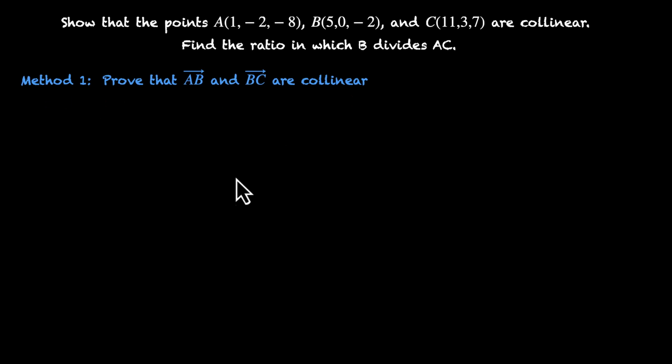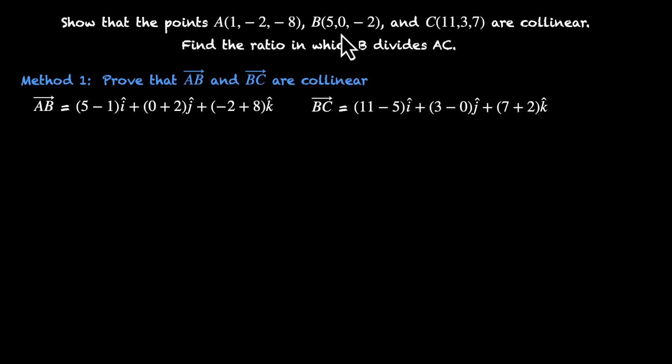So let's find AB and BC. AB vector is 5 minus 1 i cap plus 0 minus minus 2, that's 0 plus 2 j cap, plus minus 2 plus 8 k cap. So that's going to be AB vector. Now BC vector, that's going to be 11 minus 5 i cap plus 3 minus 0 j cap plus 7 plus 2 k cap. So AB vector is 4 i cap plus 2 j cap plus 6 k cap, and BC vector is 6 i cap plus 3 j cap plus 9 k cap.